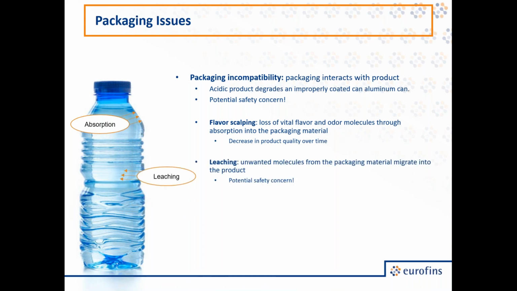In reverse, we can also have leaching from packaging material. And this is where components from the packaging move into the product. And this can be a potential safety concern. A common example of this is the issues with BPA leaching from plastics into products. Also, another example of this would be back when canning was first introduced. A lot of the cans that held acidic products would degrade over time due to the acidity, resulting in a metallic flavor to a product.